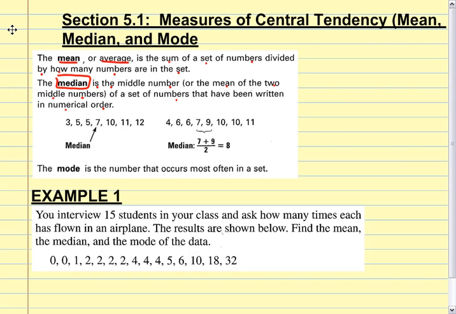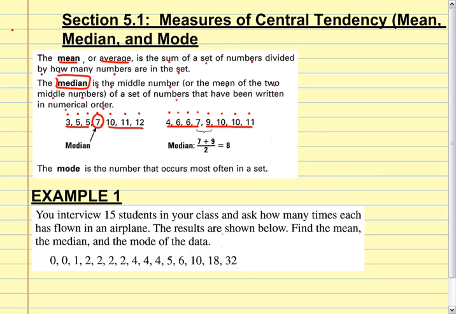So they give us an example. In this first one right here, it's 3, 5, 5, 7, 10, 11, and 12. See, they went from least to greatest also. And there are 7 numbers. So I've got a middle number with 3 on this side and 3 on that side. Now over here, in this other example, I've got 1, 2, 3, 4, 5, 6, 7, 8. All right, so that's an even number. I've got 4 on this side and 4 on this side.